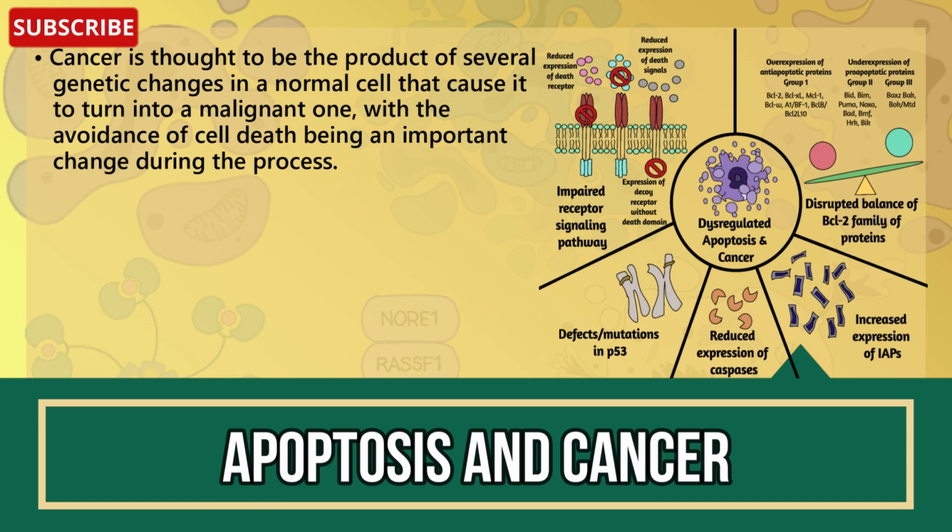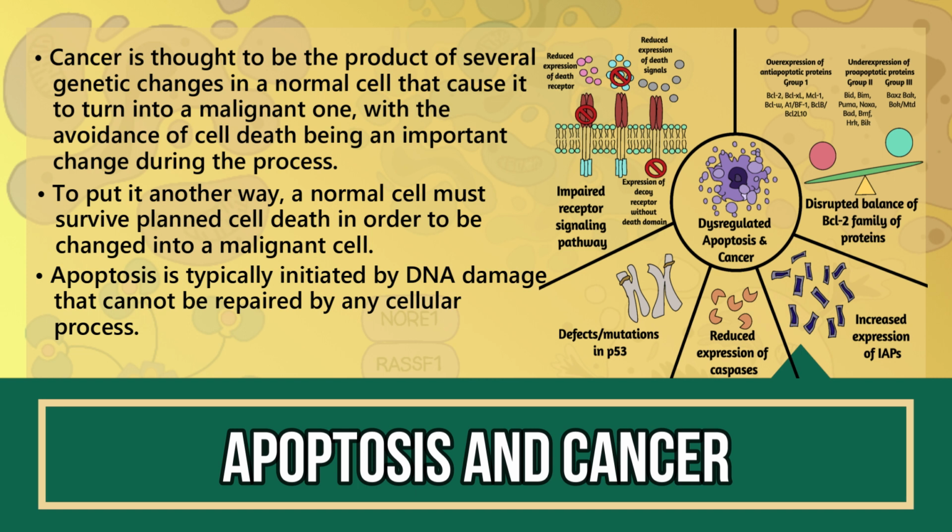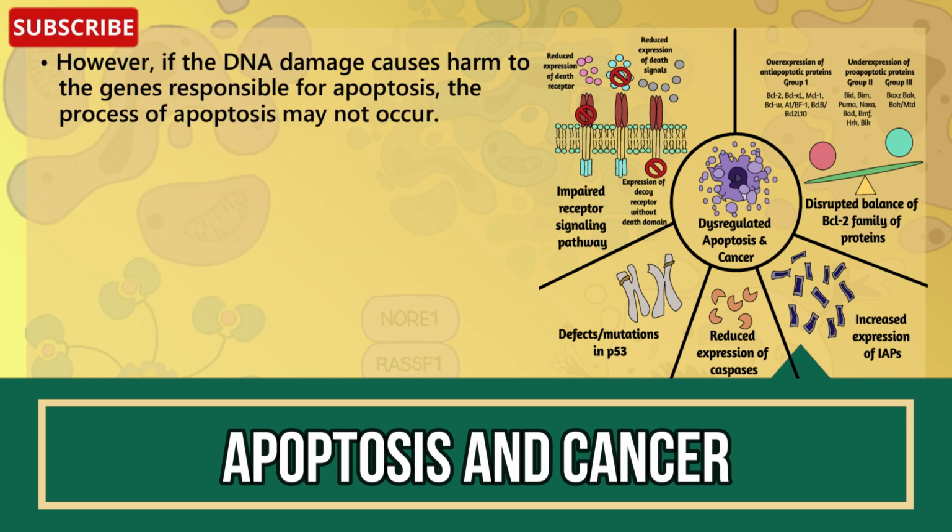Let's head to apoptosis and cancer. Cancer is thought to be a product of several genetic changes in the normal cell that cause it to turn into a malignant one, with the avoidance of cell death being an important change during the process. To put it another way, a normal cell must survive programmed cell death in order to be changed into a malignant cell. Apoptosis is typically initiated by DNA damage that cannot be repaired by any cellular process. However, if the DNA damage causes harm to the genes responsible for apoptosis, the process of apoptosis may not occur.